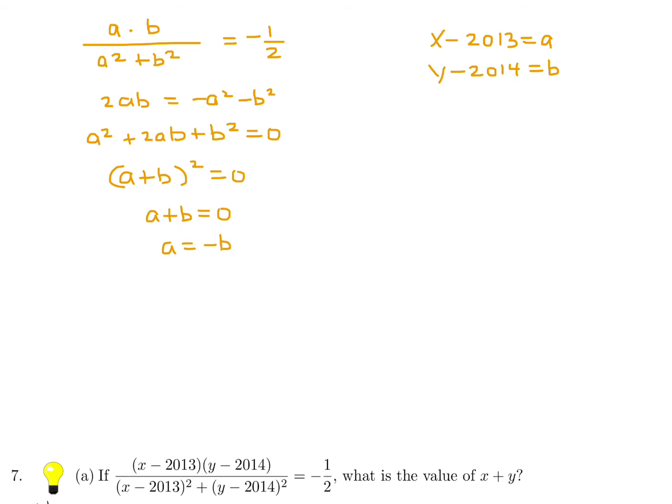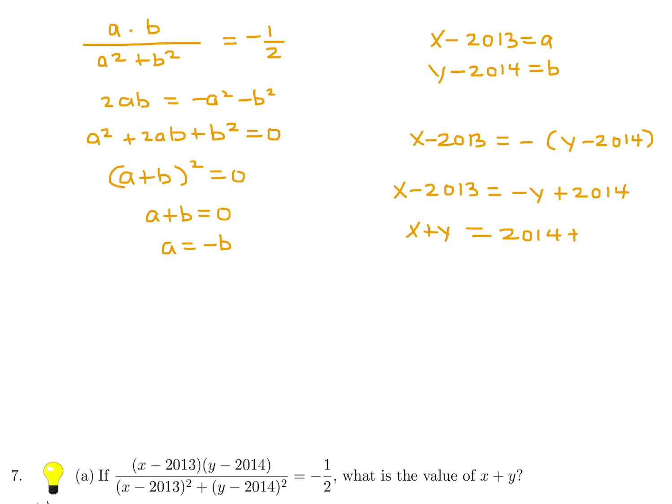Right, now let's make those substitutions. A is equal to negative b, so that means x minus 2013 is equal to negative y minus 2014. So x minus 2013 is equal to minus y plus 2014. Put the x and y on one side, x plus y. Put the numbers on one side, 2014 plus 2013. And therefore x plus y is equal to 4027. And that's what they wanted you to figure out, the value of x plus y.